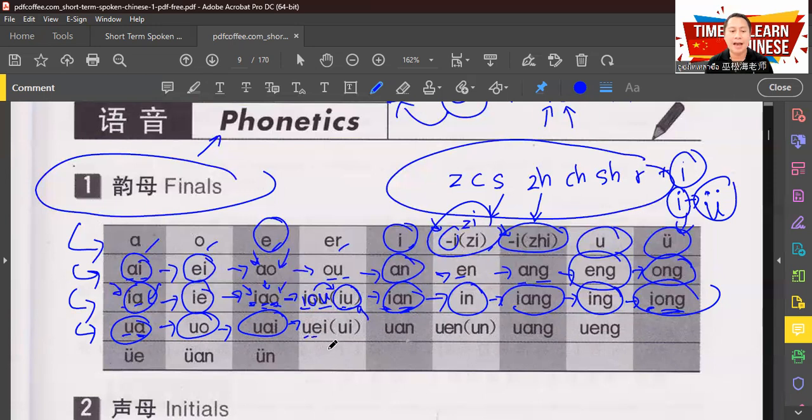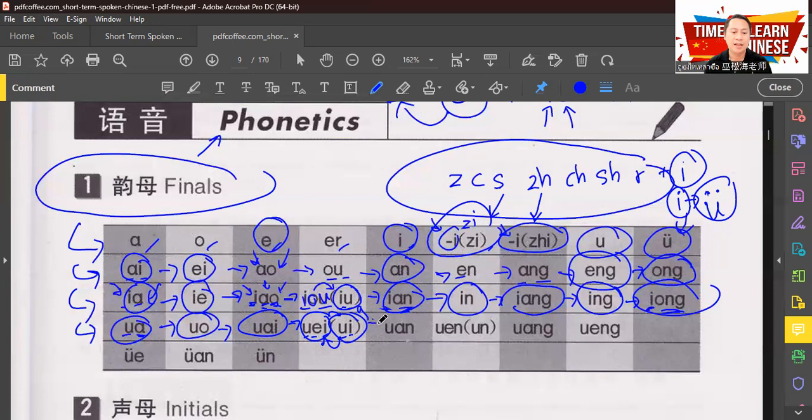U is U, I is E. For the third sound, we can accent like wei. If it's the short form for way, you can say just U and I. U is U, I is E. U and E is way. But actually you have to accent like E is more standard. Again, please. UI, we can say it like way.